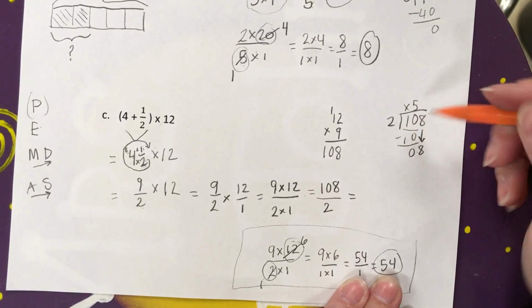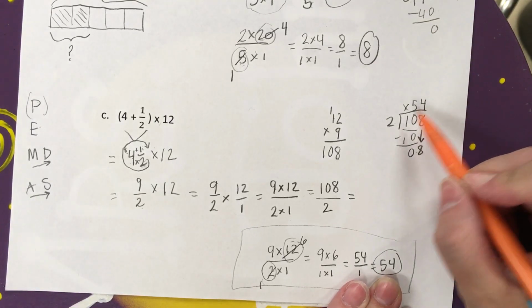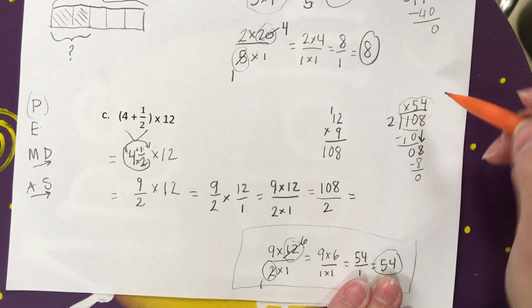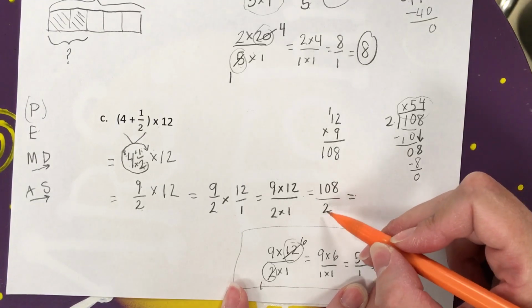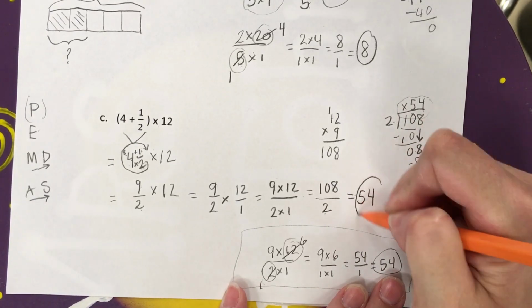2 times what gets me close to 8 without going over? Well, 2 times 4 gives me exactly 8. 4 times 2 is 8. I subtract and get 0, so I see my answer here is 54, but I want to bring it right down here and show that 108 halves is the same as 54. So that's my final answer.